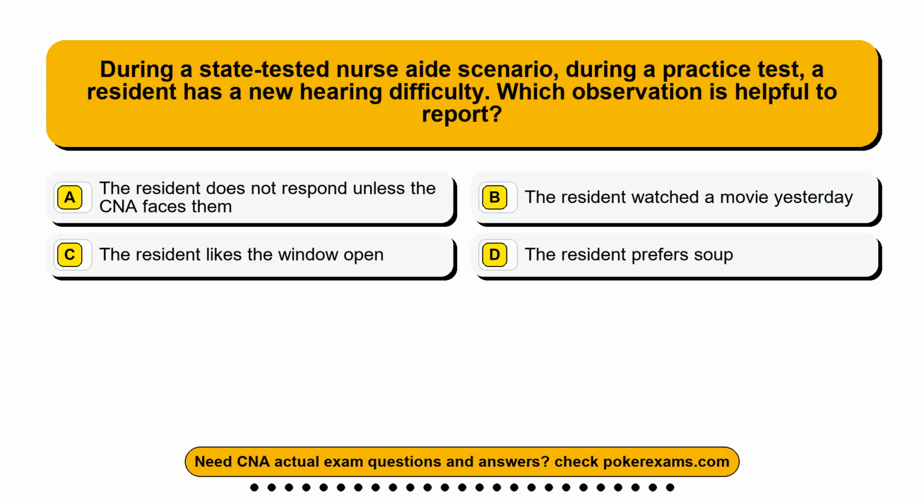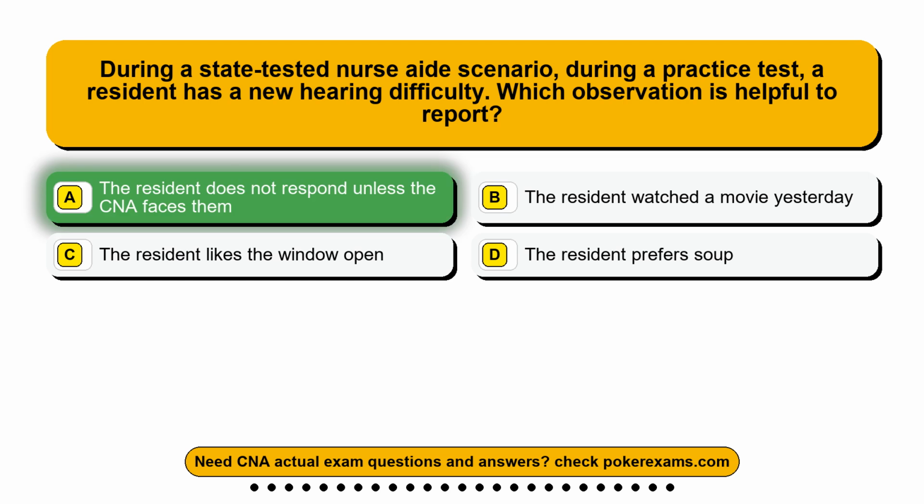Question 9. During a state-tested nurse aide scenario, during a practice test, a resident has a new hearing difficulty. Which observation is helpful to report? Option A. The resident does not respond unless the CNA faces them. Option B. The resident watched a movie yesterday. Option C. The resident likes the window open. Option D. The resident prefers soup.